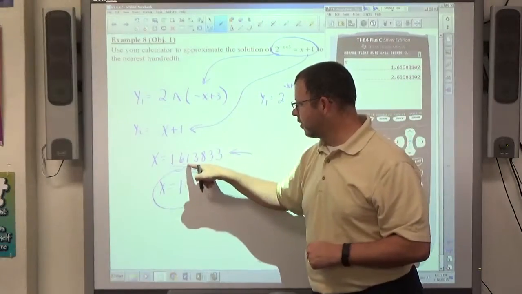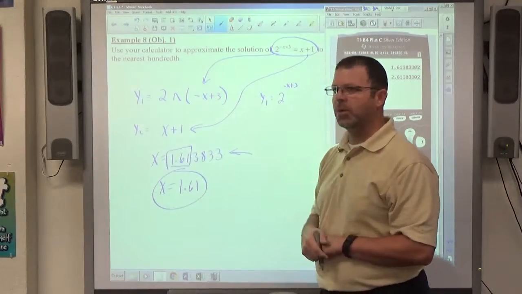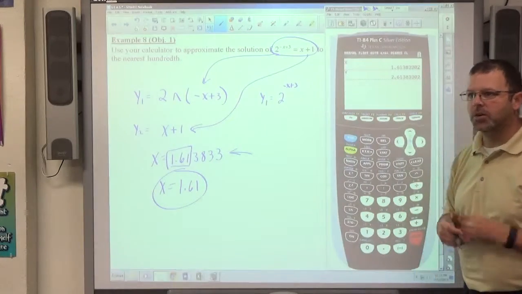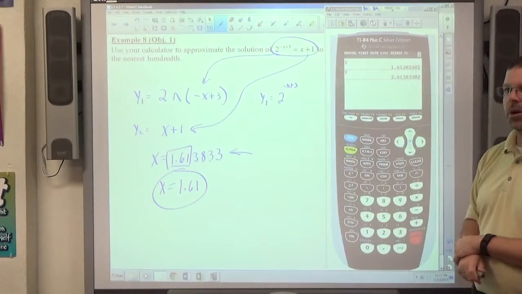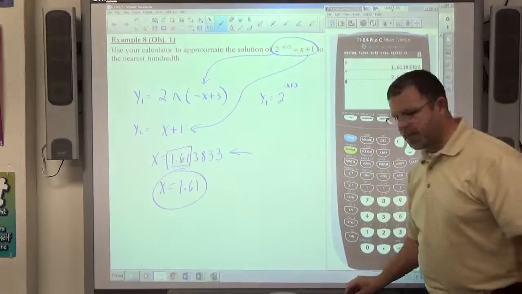But nearest hundredth, the next number is 3. We're not truncating, we're rounding. So make sure that 3 is less than 5, so we're going to go closer to 1.61. And that's it.